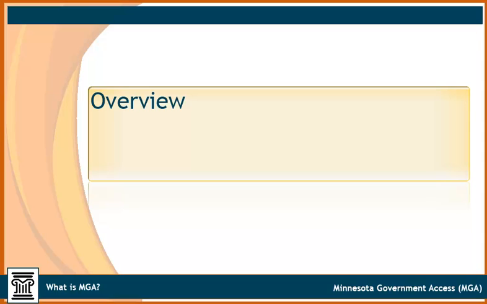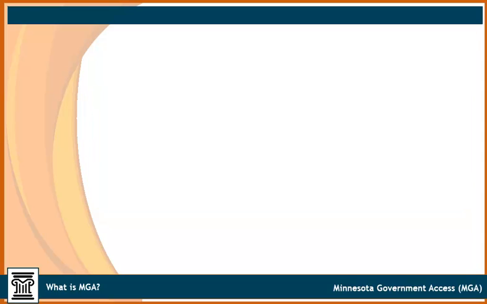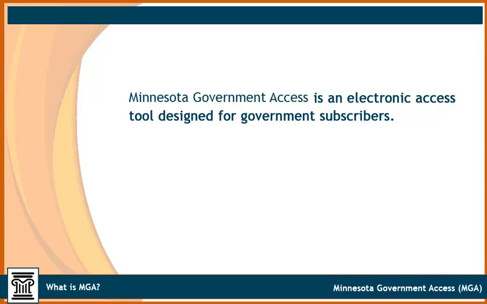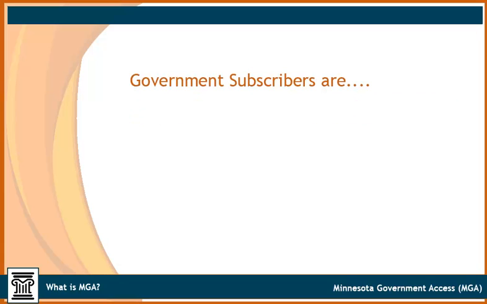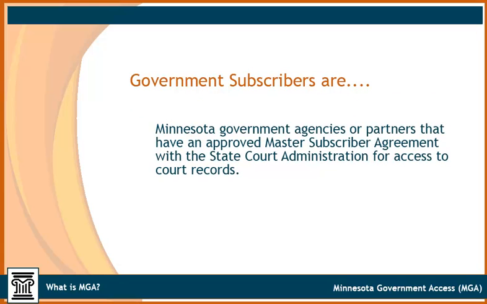Let's begin with an overview of Minnesota Government Access. Minnesota Government Access, also called MGA, is an electronic access tool designed for government subscribers. MGA provides access to court records and court documents. These records and documents are available almost immediately after they are entered into the Minnesota Court Information System for cases in Minnesota District Courts. Generally, a government subscriber is a Minnesota government agency or partner that has an approved master subscriber agreement with state court administration for access to court records.